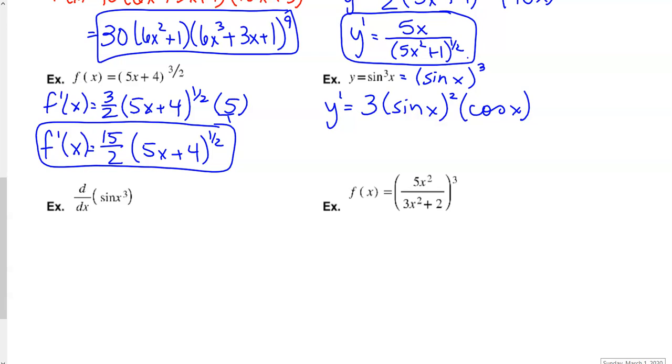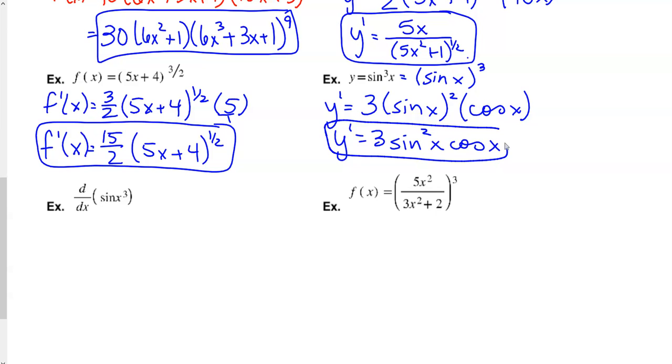And there's really nothing we can do to simplify too much. I'm going to just bring this power of 2 back inside and write it as 3 sine squared of x times cosine of x, all without parentheses. And that's perfectly capable of being done. Okay? And that would be our answer right there. We got a little delay going on already.